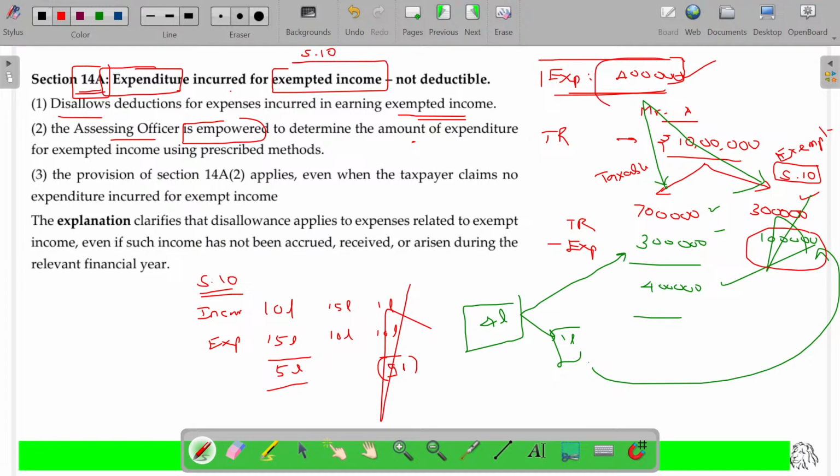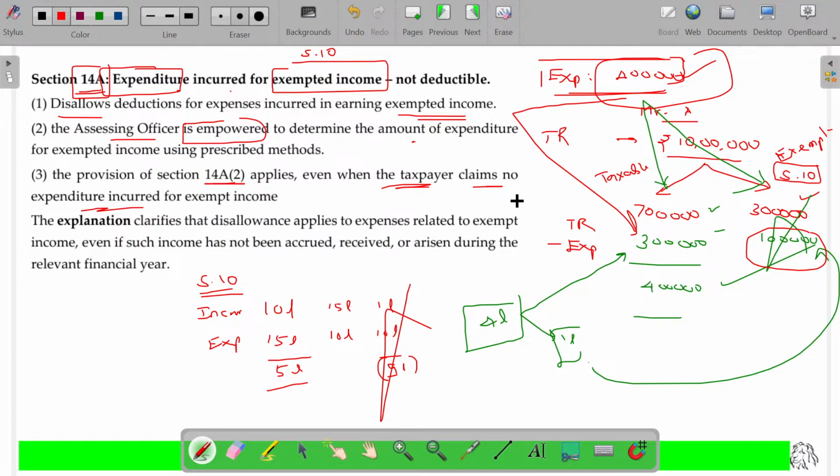So if I say, sir, I'm not sure out of the 4 lakhs how much is for the exempted, then the assessing officer, the department officer, has the right to assess to what extent it may be for the exempted and what portion is meant for the taxable income. Section 14A clause 2 applies even when the taxpayer claims no expenditure incurred for exempted. So he says, sir, I have not spent any money. All the 4 lakhs is for this only. No, you cannot escape this way. The department will come for valuing.